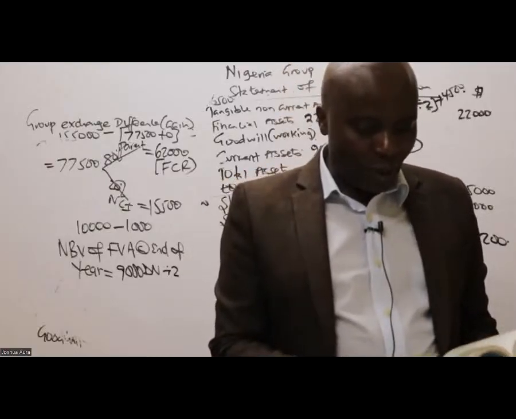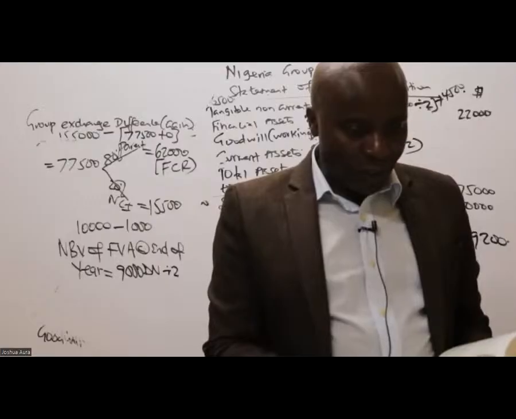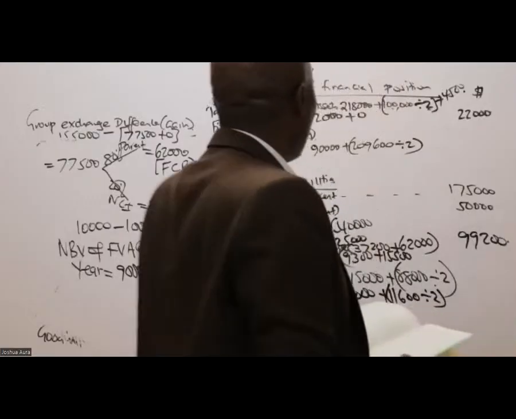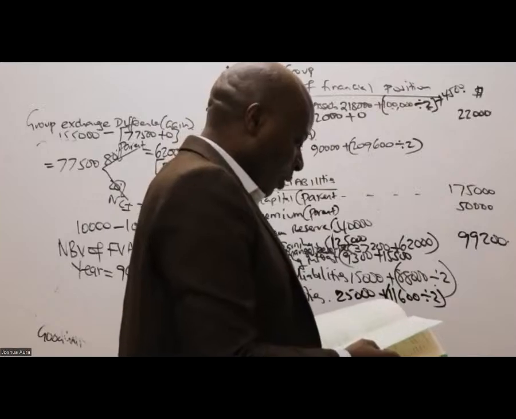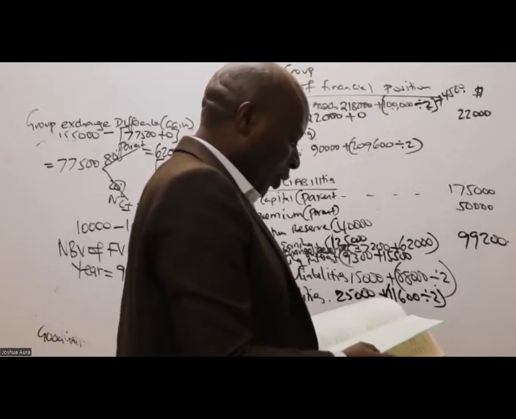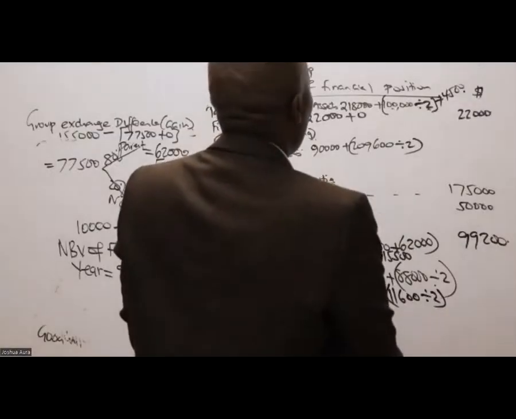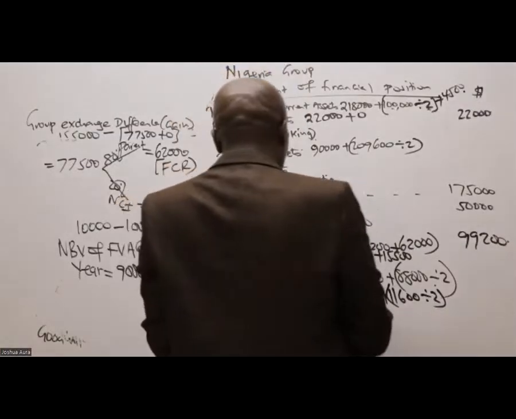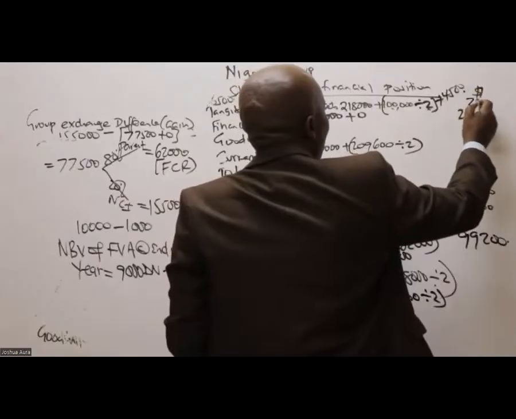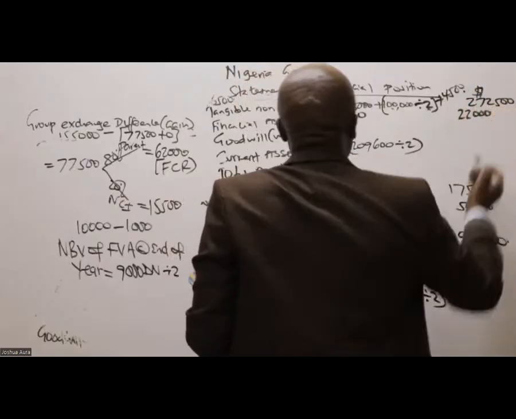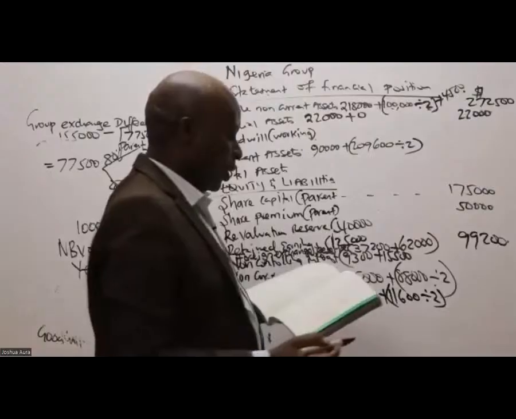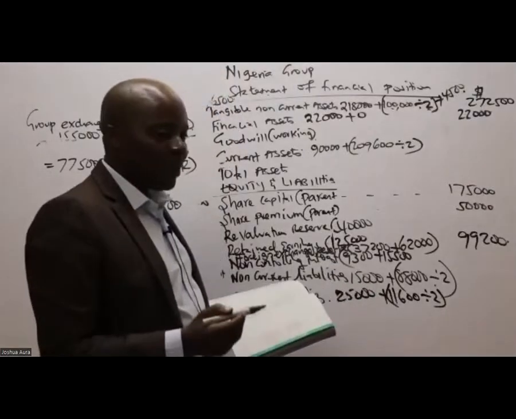272,500, they're giving me, right? 272,500. Hebu tuende pole pole hapa. Tuende pole pole hapo kwanza.